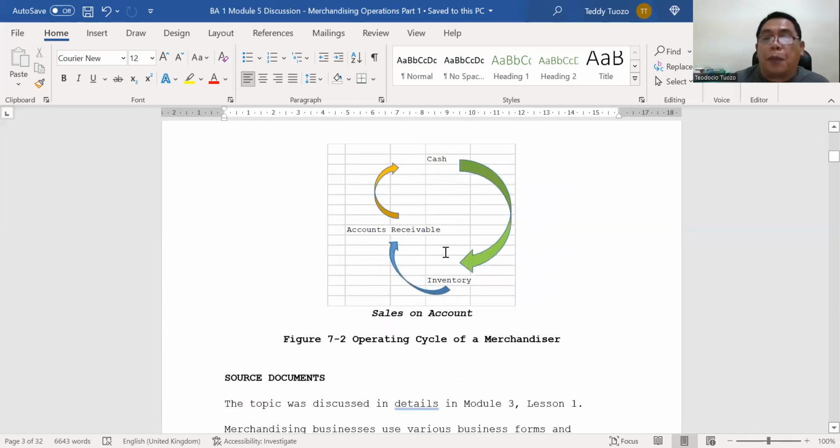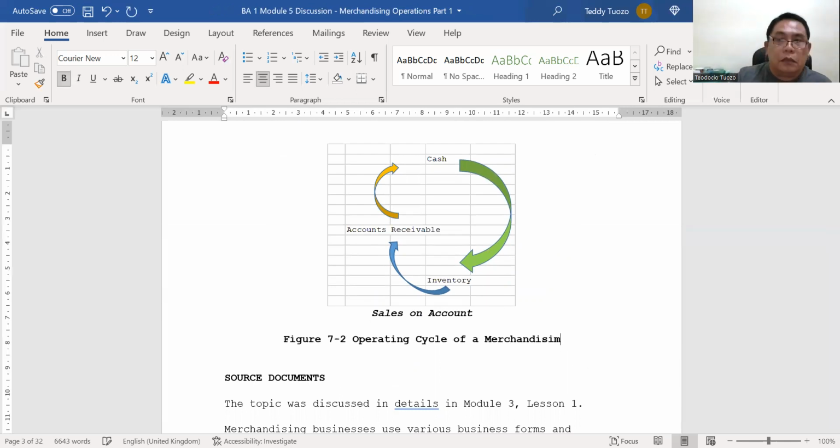But we also have an operating cycle for a merchandising business with sales on credit. When we say sales on account, it means the goods are sold on credit.